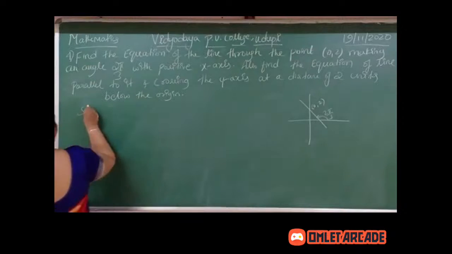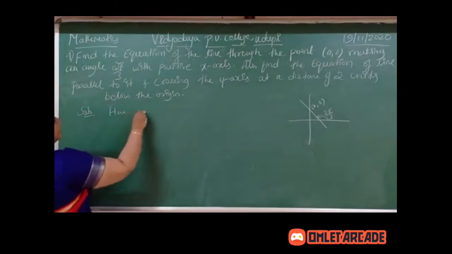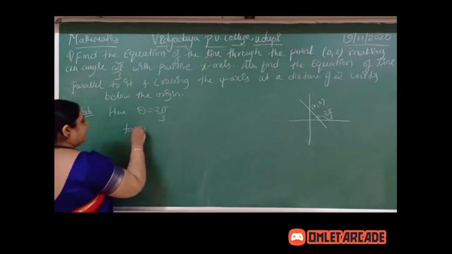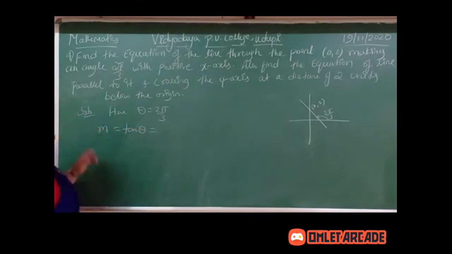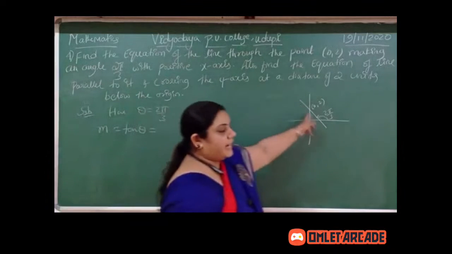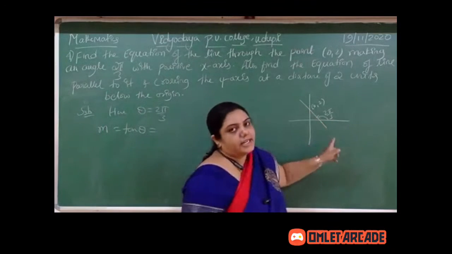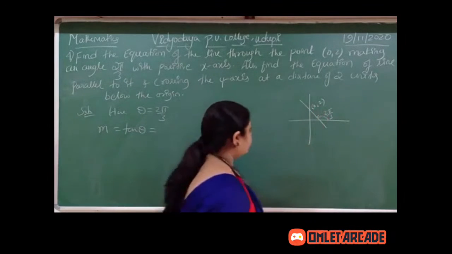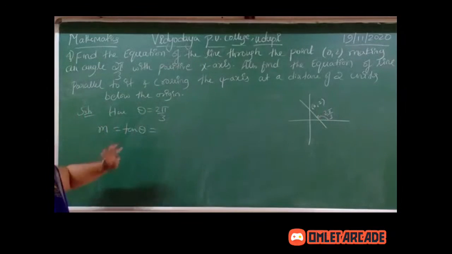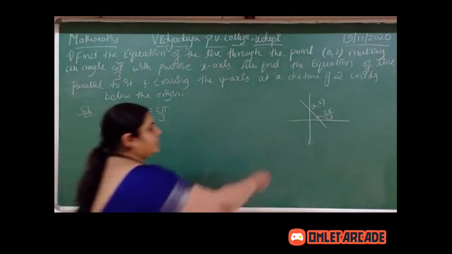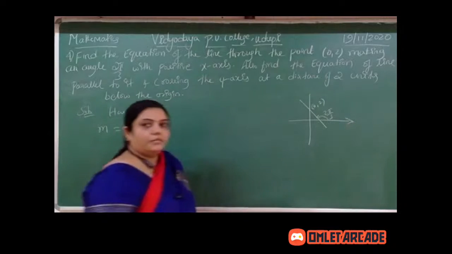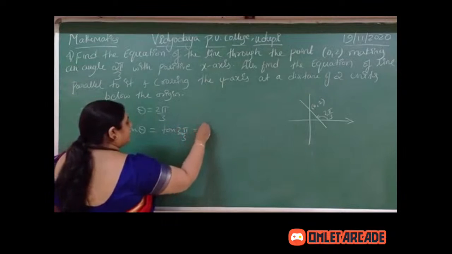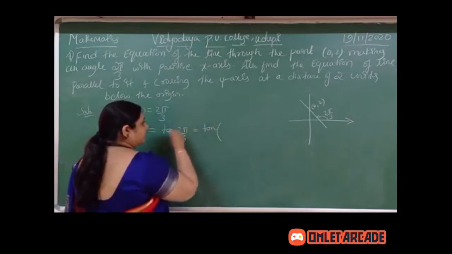So, solution. Here, theta is 2 pi by 3. Then tan theta. Why am I finding tan theta? Because I need the slope of this line. Once you get the slope of this line, then easily you can find the equation of a line with the point, isn't it? So I am trying to find the slope of the line. Theta is given 2 pi by 3. See, theta is the angle made by the line and the positive x-axis. So tan 2 pi by 3.